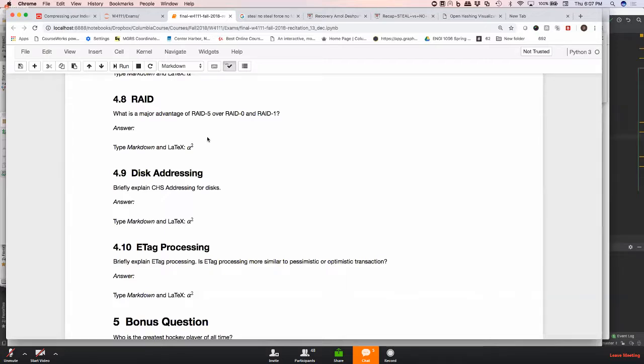So that's cylinder. That tells me how far in or out I have to go with the head. Head is which of the disks am I looking at? Is it the top one? The second one? The third one? The fourth one? It's a little more complicated than that because in general, they put data on both sides of the platter. So on a particular disk, there are actually two heads going back and forth, one that reads the top side and one that reads the bottom side. So head is basically which side of which platter.